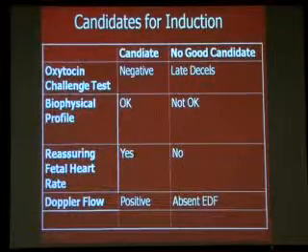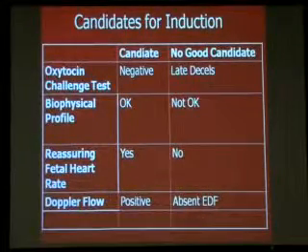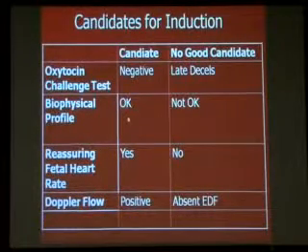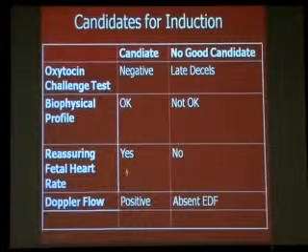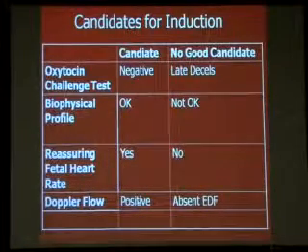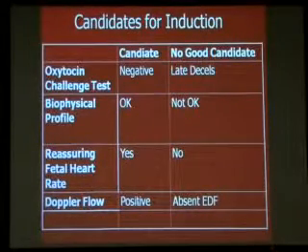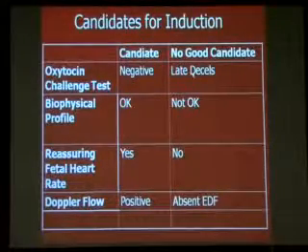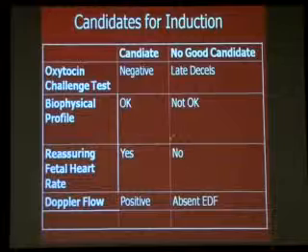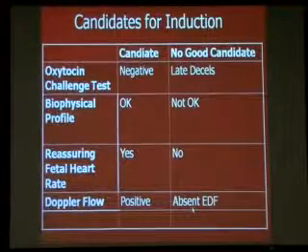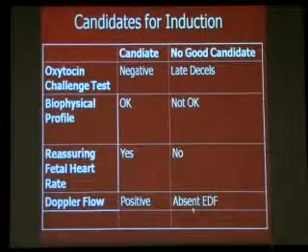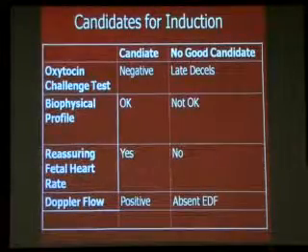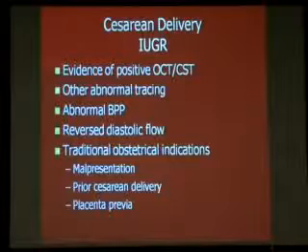Some of us, and I like to, do an oxytocin challenge test. If it's negative, and if the biophysical profile is okay, and there's a good fetal heartbeat and positive Doppler flow, they are a candidate for inducing labor. But they are not good candidates when there are late decelerations already, when the biophysical profile is not okay, and with absent end-diastolic flow. So you need to choose patients carefully before you start inducing labor.